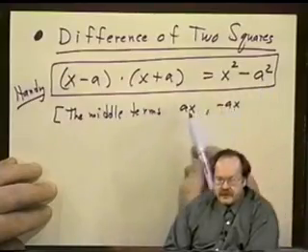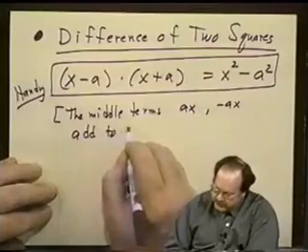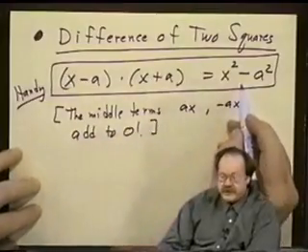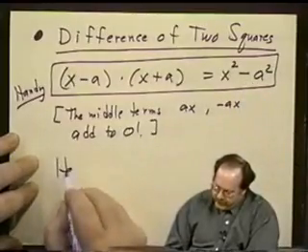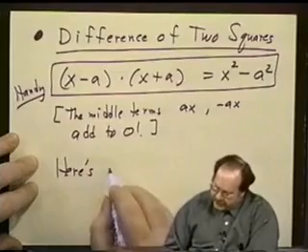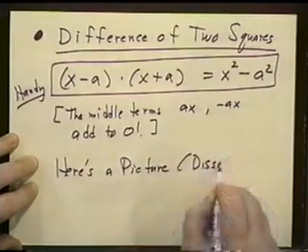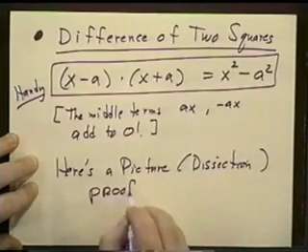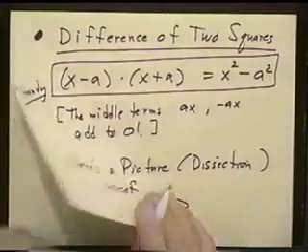Well, look what happens to the middle terms. You have ax and minus ax. The middle terms add to 0. So they disappear. And that's the reason over here you just have the difference of two squares and no middle term. Well, I know you believe that, but here's a picture, sometimes called a dissection proof. Because this will give you even more reason for believing it's true, and it's a nice thing to see.